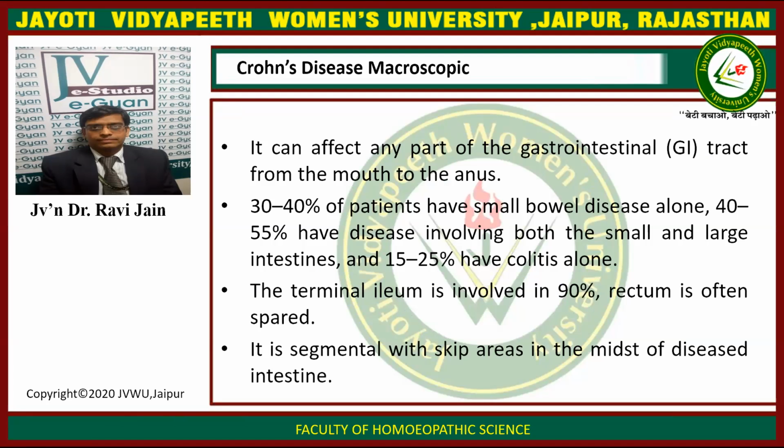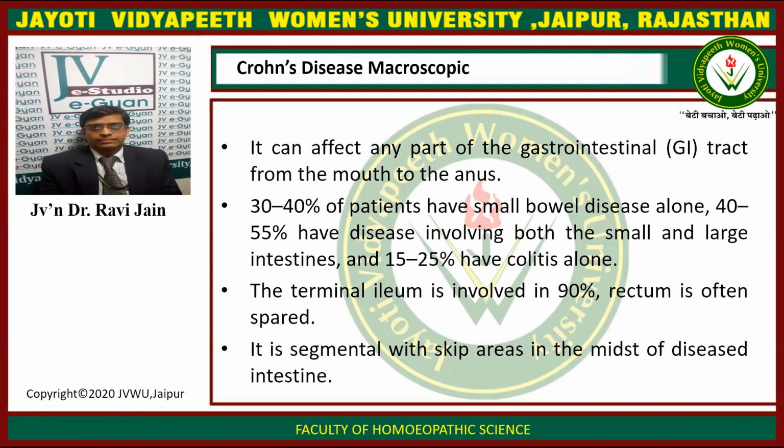So now we come to the macroscopic appearance of Crohn's disease. It can affect any part of the gastrointestinal tract, from mouth to anus. It occurs in 30 to 40% of patients with small bowel disease alone. 40 to 55% have the disease involving both small and large intestine, and 15 to 25% have colitis alone.